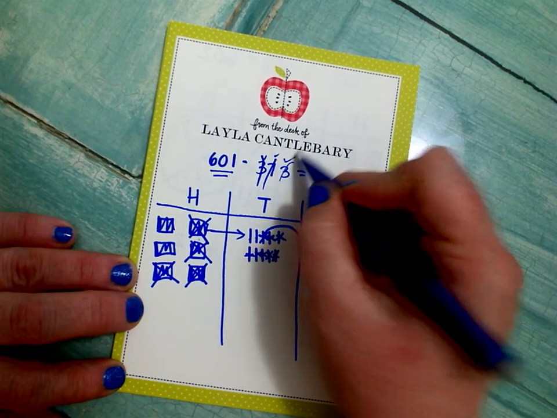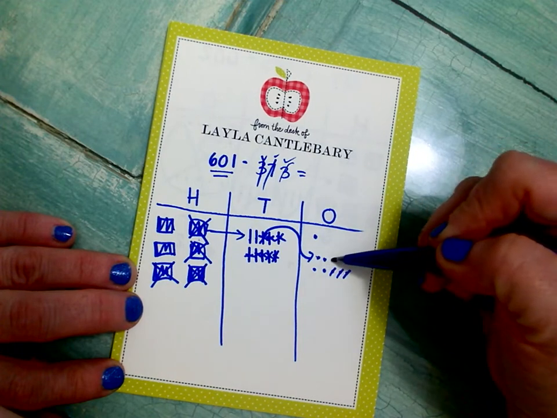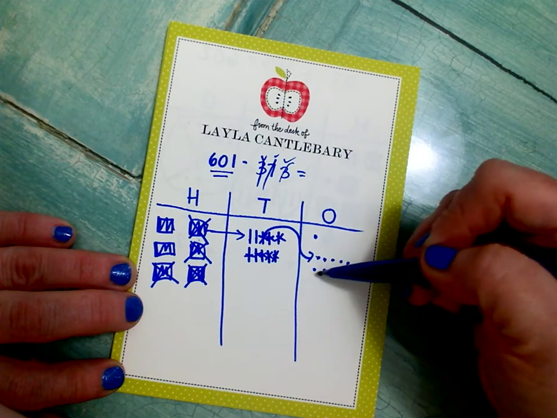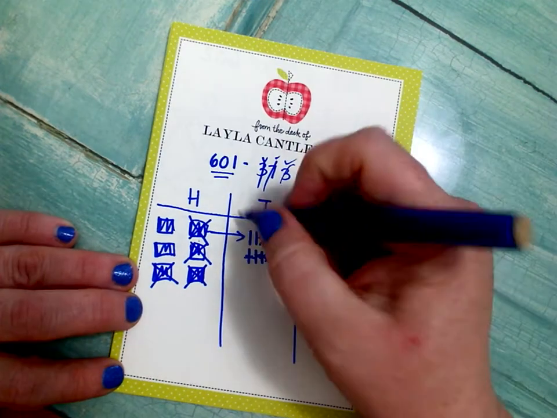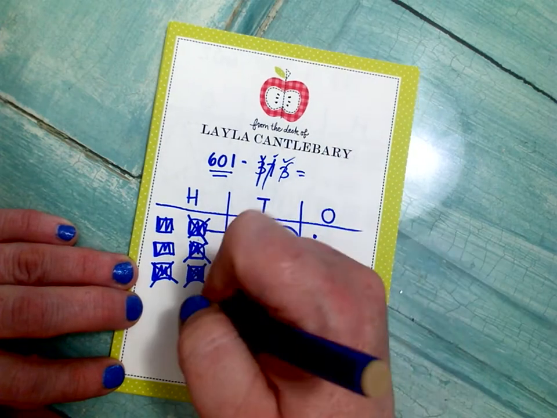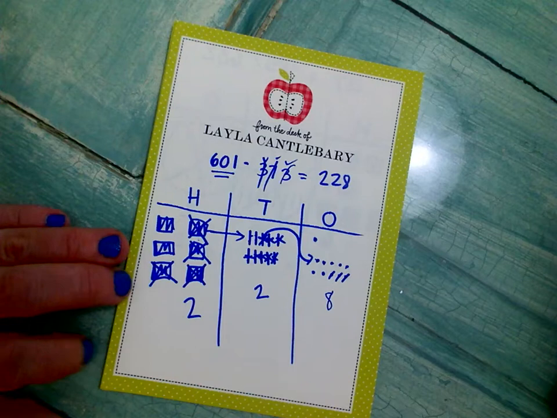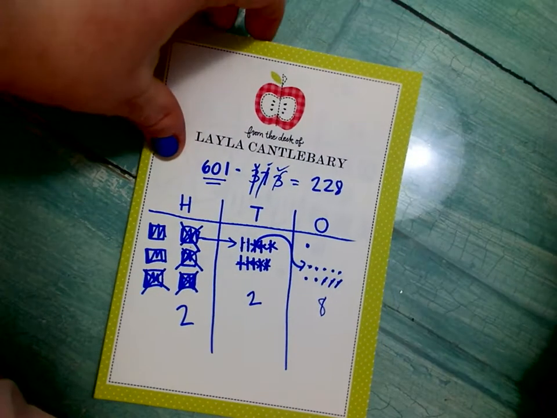All right, and now I've done them all, so now I'm going to just count what's left over. So I have 1, 2, 3, 4, 5, 6, 7, 8. And I like to tell the kids to double check their counting, because man, oh man, that's where a lot of mistakes happen. And so my answer is 228. And that's when in doubt, draw it out.